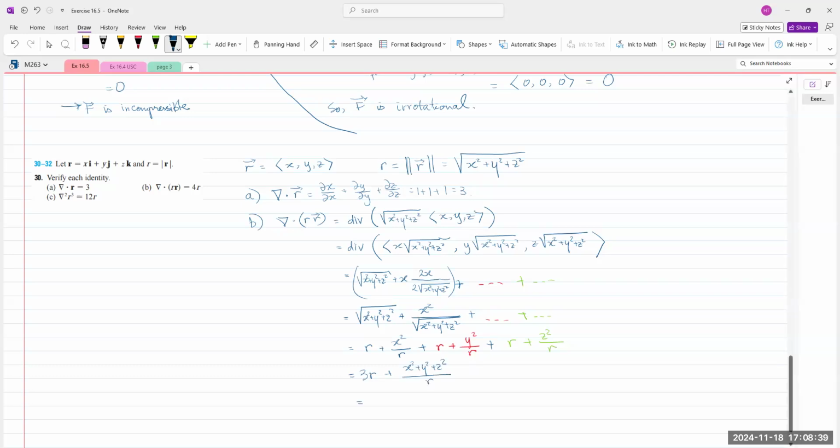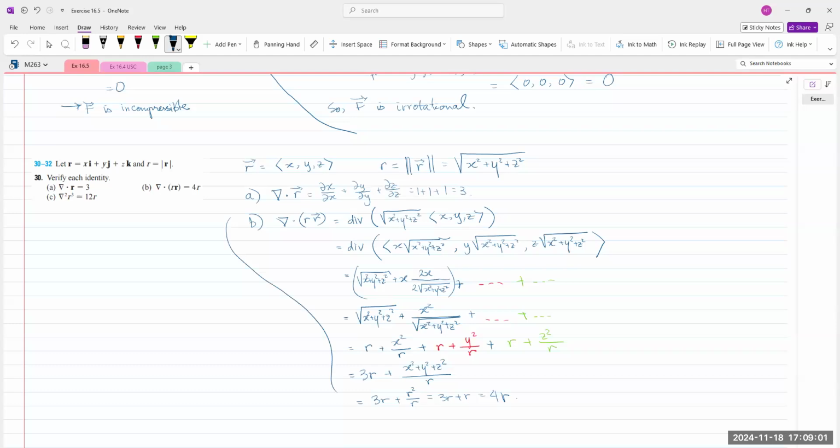But x squared plus y squared plus z squared, as we know, is r squared, right? That's 3r plus r, which is 4r. So that comes out to be the same as what they want us to show. Okay, that's for part B. Now let's see part C.